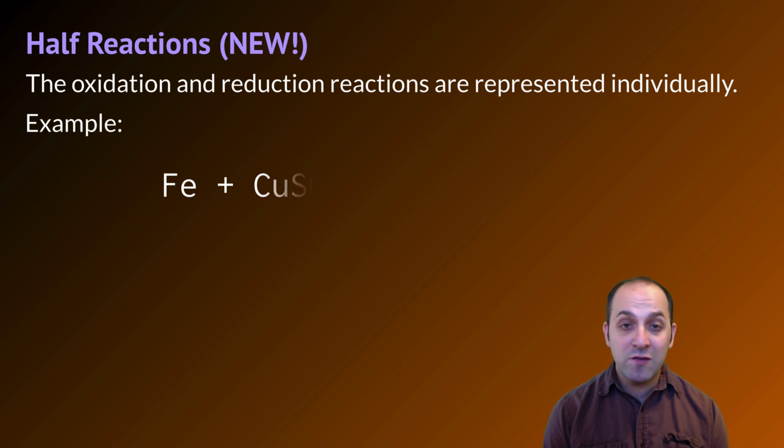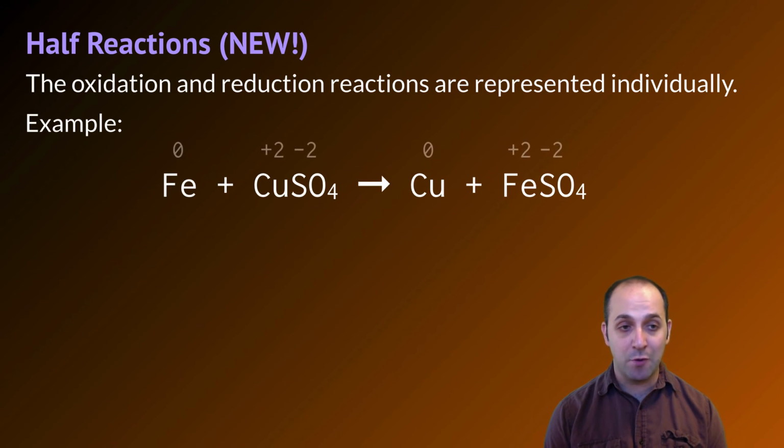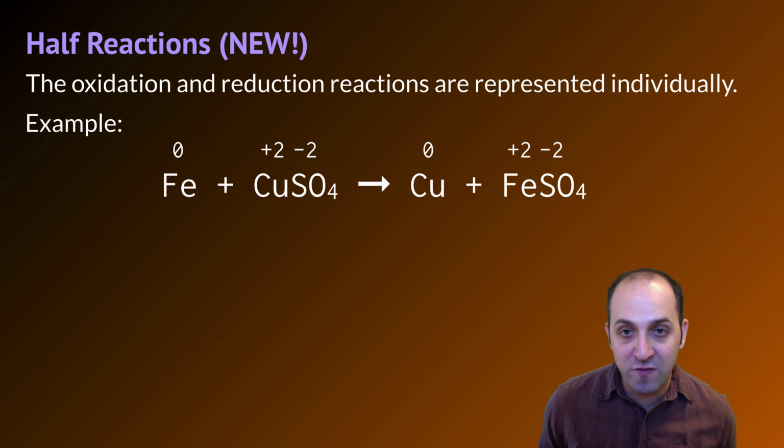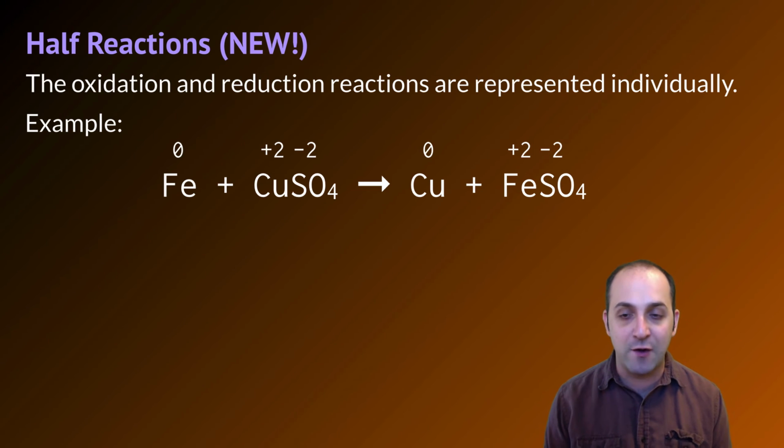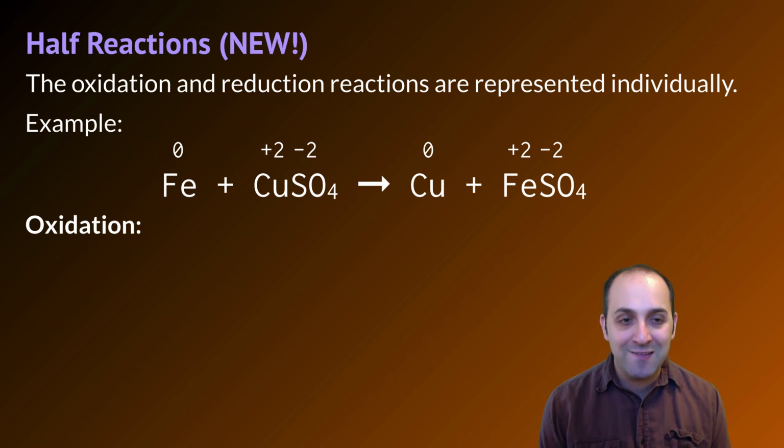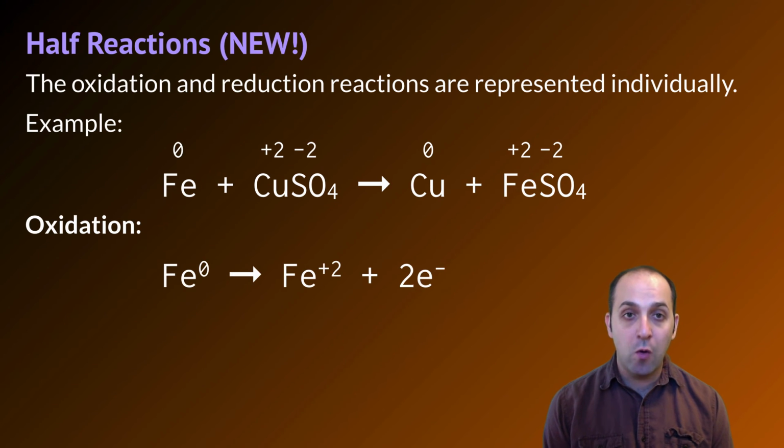For example, here's a single replacement between iron and copper, and here are the oxidation numbers of all of the species in the reaction. I've put sulfate by itself because it's a spectator ion. Its oxidation state is not changing. If we just wanted to look at the oxidation reaction, we could write a half reaction. Iron 0 yields iron 2+ and 2 electrons.